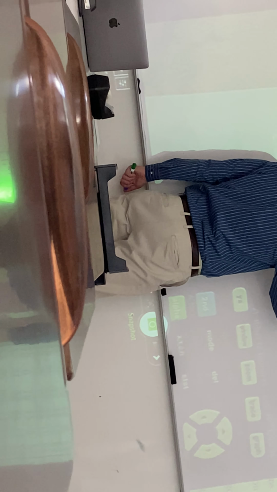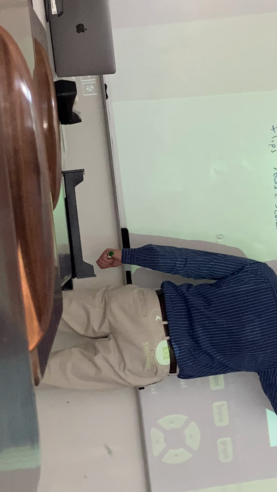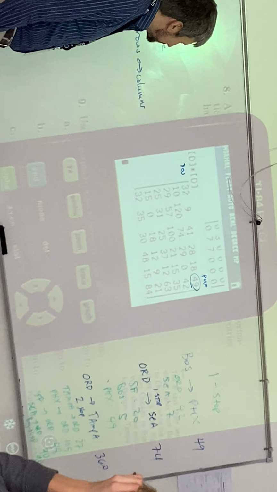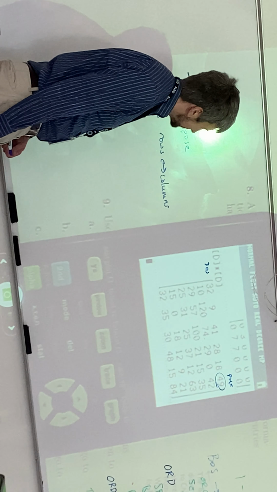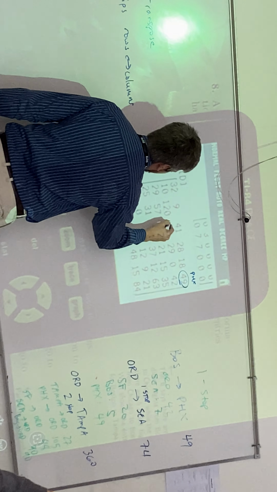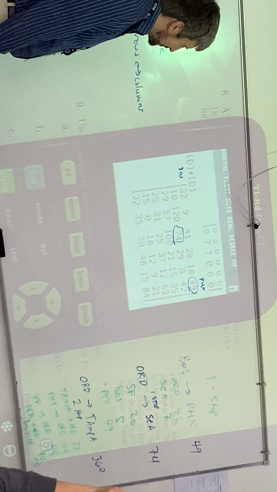No. What row is this? Boston. That was the Boston row. What column is this? Phoenix. It's probably just these numbers. Where's the 74? Is there a 74 in this matrix? That's just what matrix is. Oh, right there. Wait, what was the 74 supposed to be?